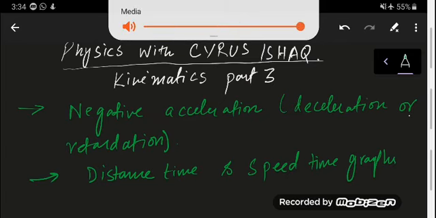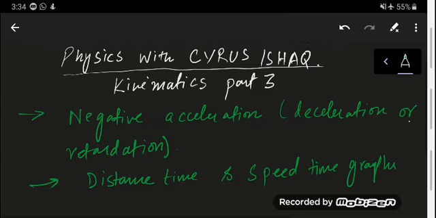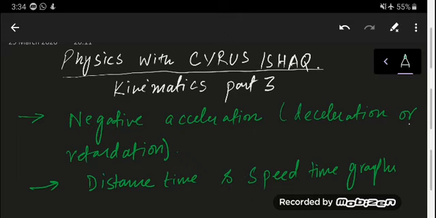So in this part of the video, I'm going to explain the negative acceleration, deceleration, which is also known as retardation, and the distance time and speed time graphs. So I'll start with the negative acceleration.